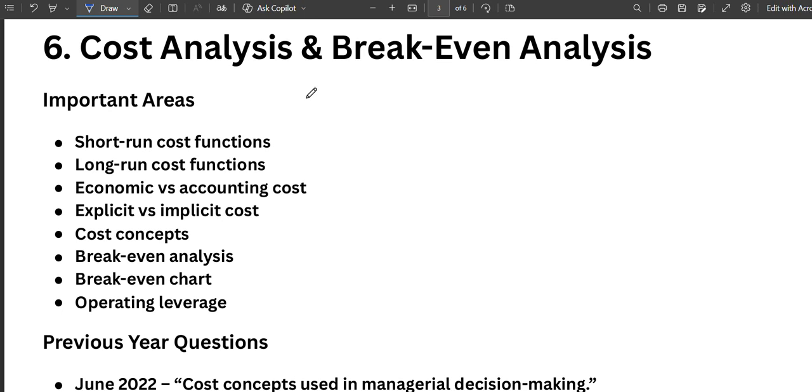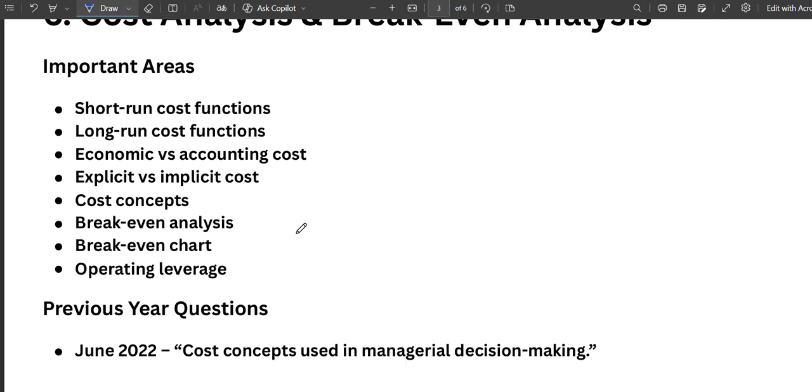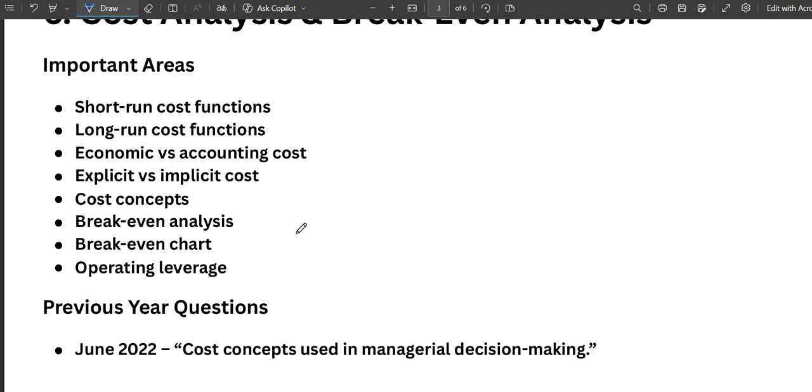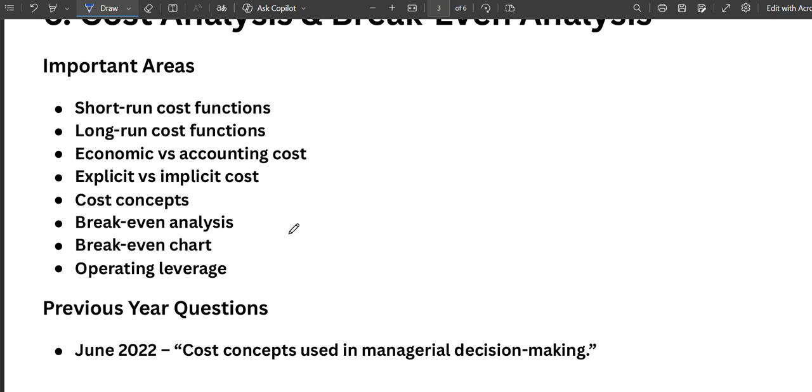Even if they don't ask for a graph, when break-even analysis or cost analysis is asked, we can put that in our answer sheet, which brings a lot of value, and obviously the invigilator would be giving you marks for that.